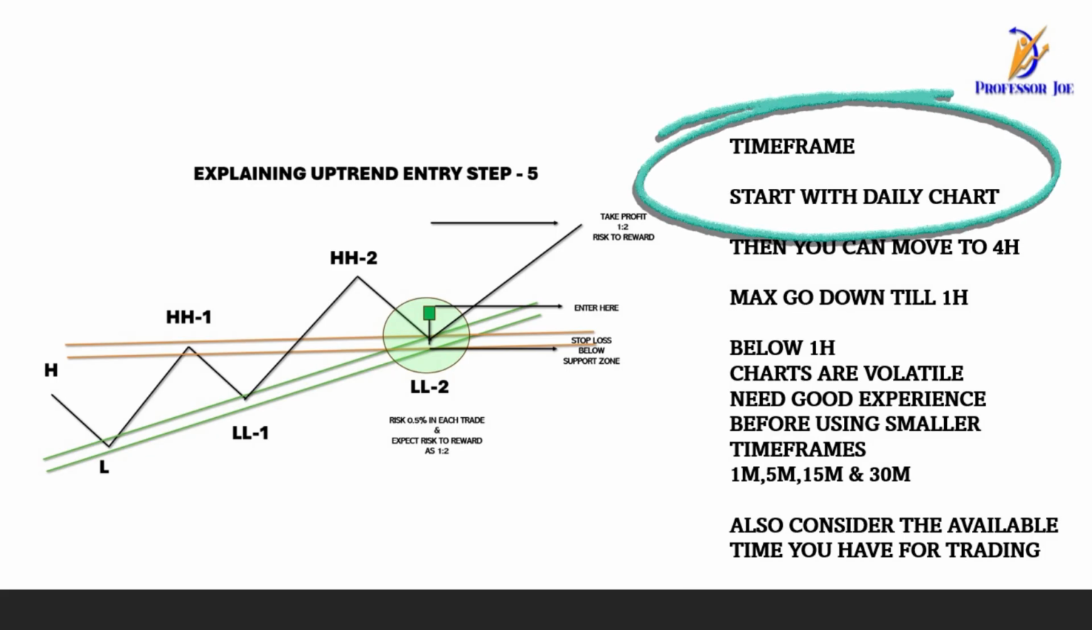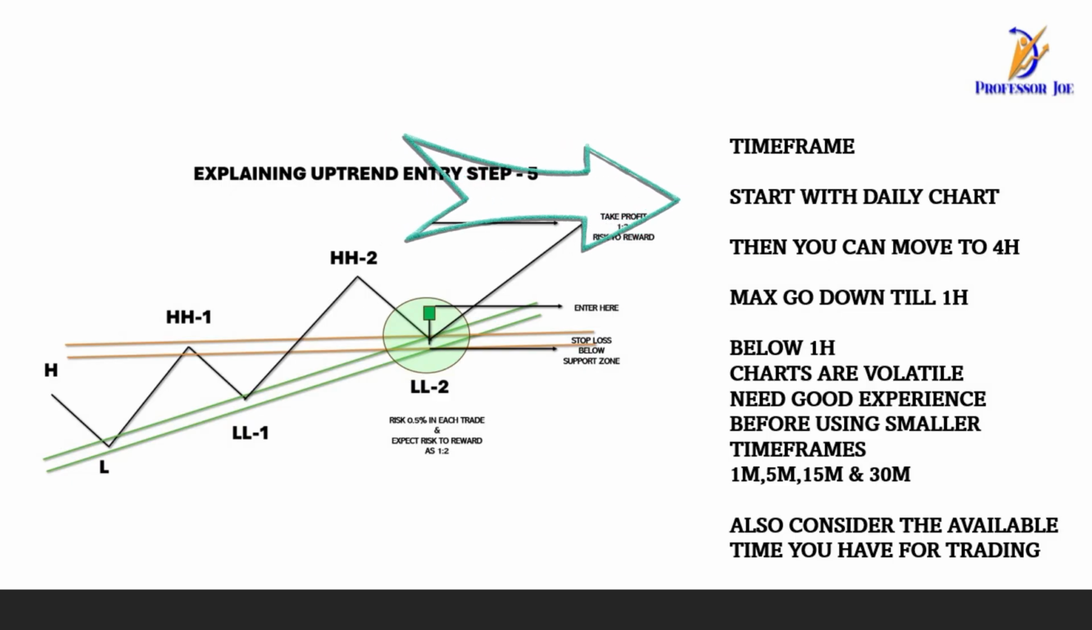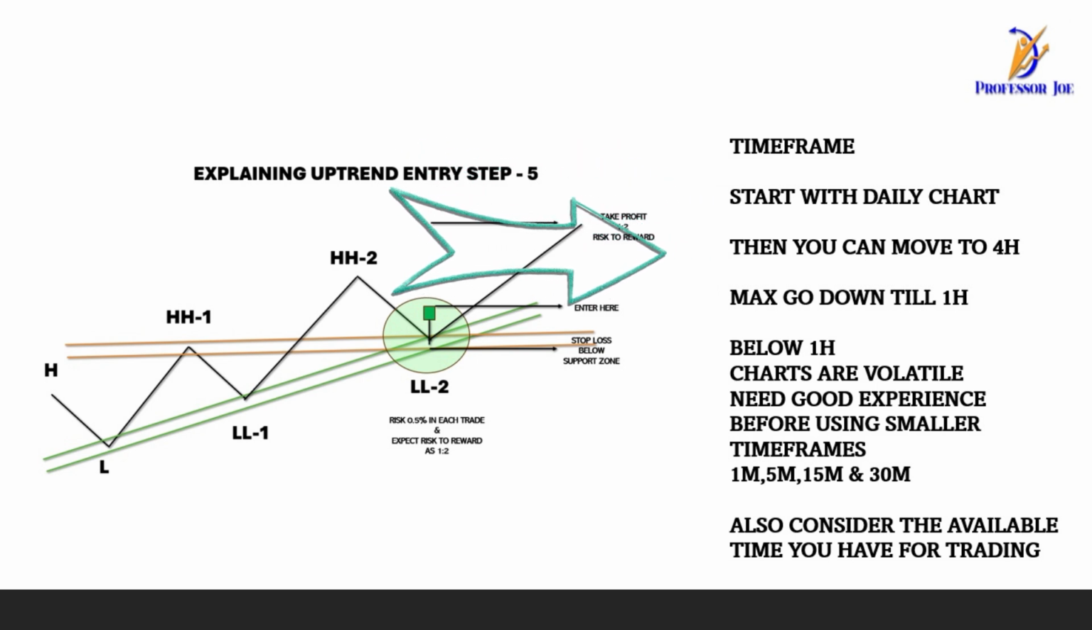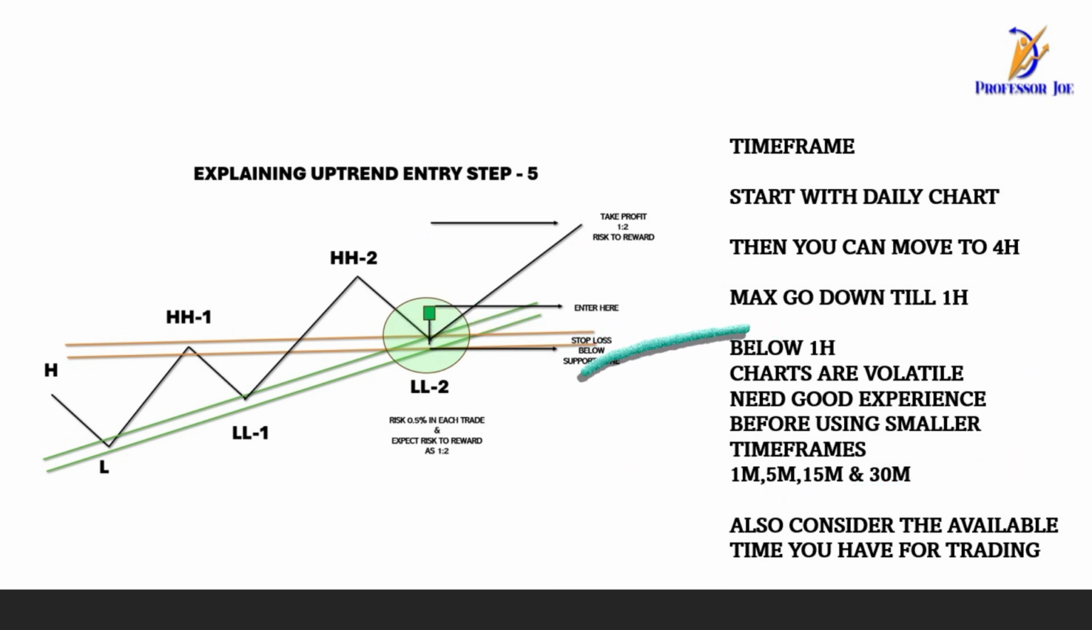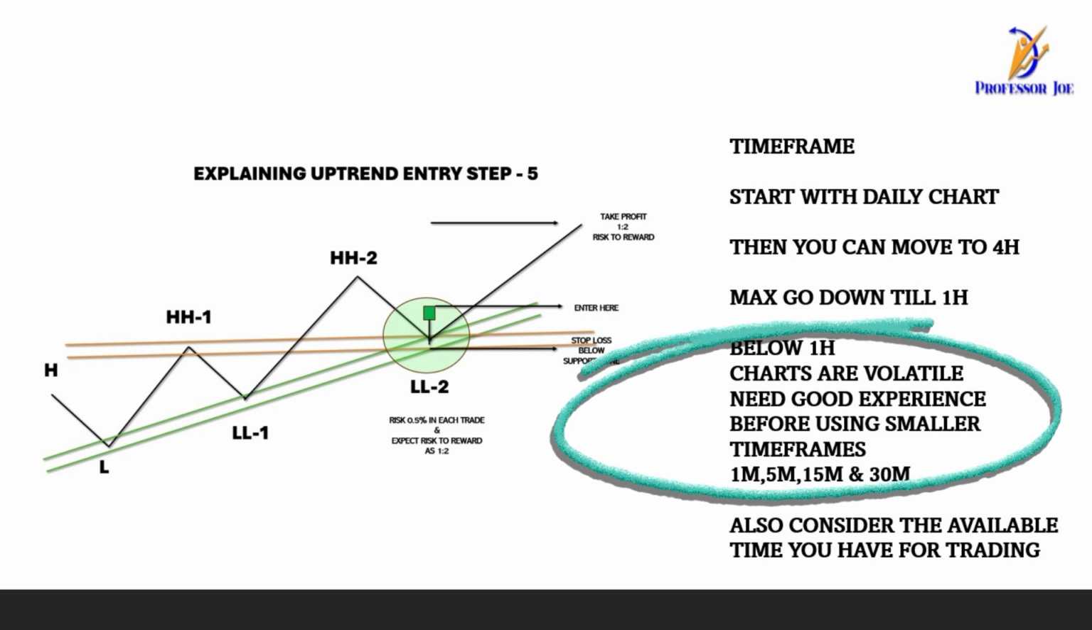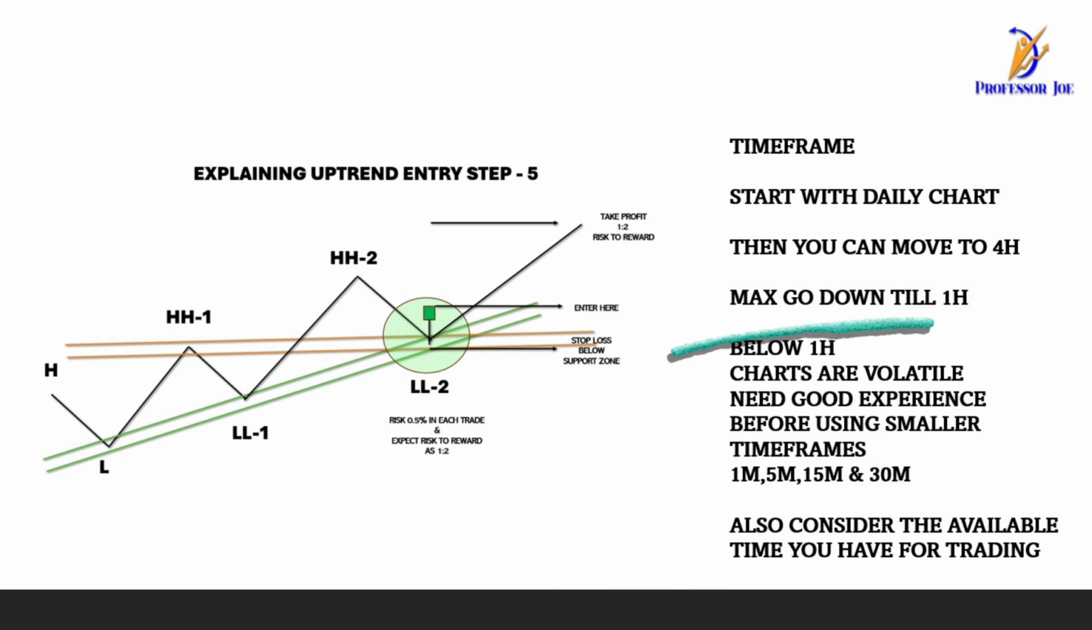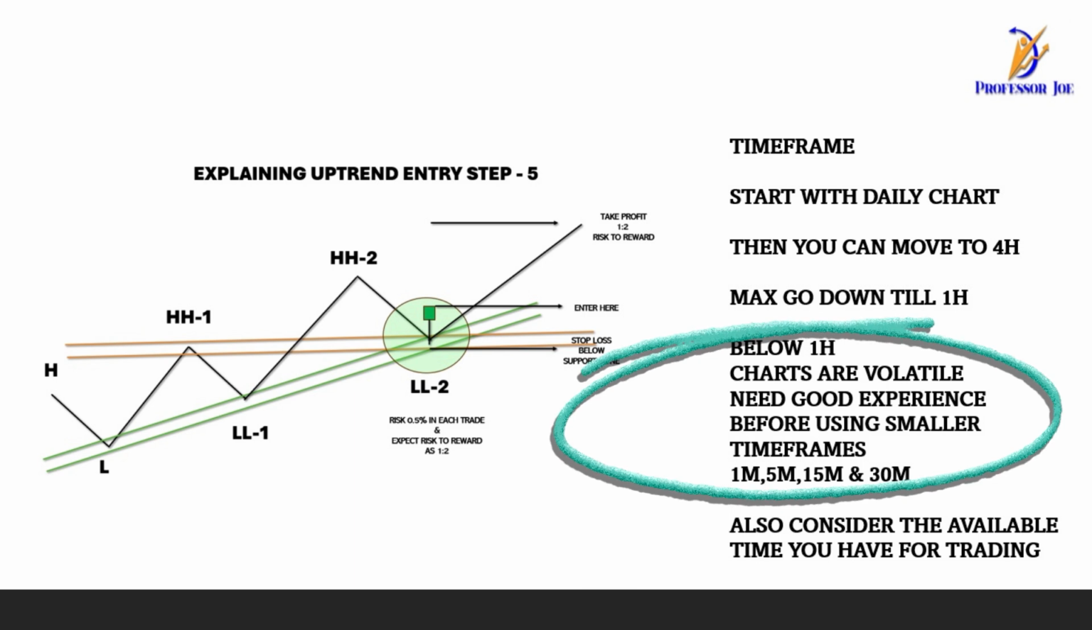Now the second question that arises is what time frame should I trade? Of course, trading depends upon the availability of time that you have. But to reduce confusion, always trade at higher time frames. So you start with a daily chart. When you're confident with daily charts, then move to 4-hour charts. When you're confident with 4-hour charts, then move to 1-hour charts. Going below 1-hour charts can get a little bit risky. The markets are more volatile. So until and unless you have become a professional trader, practice this strategy for over 100 times. Do not go for smaller time frames.